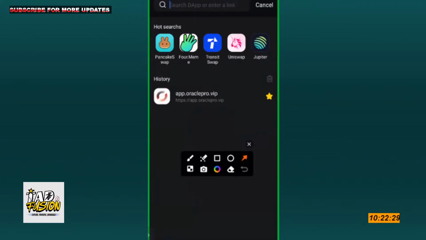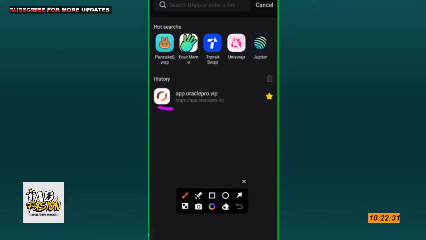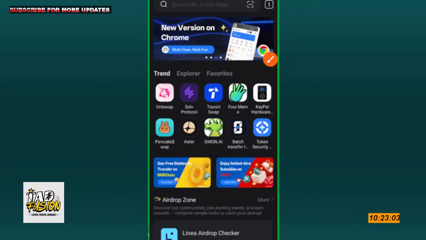Click there. When you click there, down here, you are going to see a word app, Oracle Pro.vip. Don't click here. First put it into favorite. You will see a star here. Click on the star. When you click on the star, it will turn yellow. Now, it means you will be accessing your Oracle.